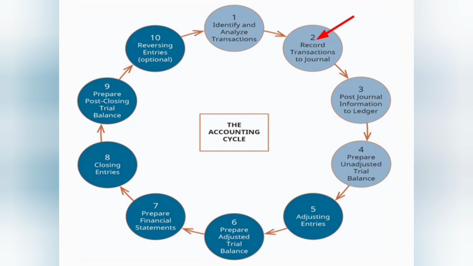Okay, after analyzing the business transaction, now in the second step, we need to record these transactions in the journal in chronological order. This process is known as journalizing. Chronological order means the transactions must be recorded according to the date. It means the transaction incurred on the first of the month will be recorded first, then the transaction recorded on the fifth of the month.